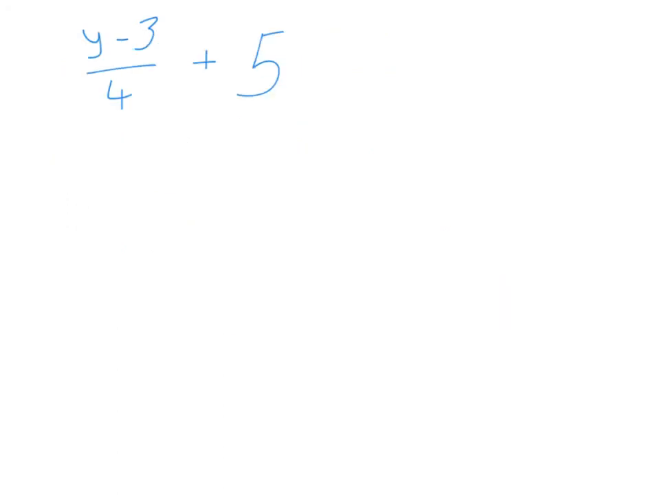Okay, so here we have y minus 3 over 4 plus 5. And 5 is a whole number. Well, the first thing we have to do is change the 5 into a fraction. And any whole number can be changed into a fraction by putting it over 1. So it becomes y minus 3 over 4 plus 5 over 1. Again, we need a common denominator. 4 multiplied by 1 is 4. So 4 is our common denominator.